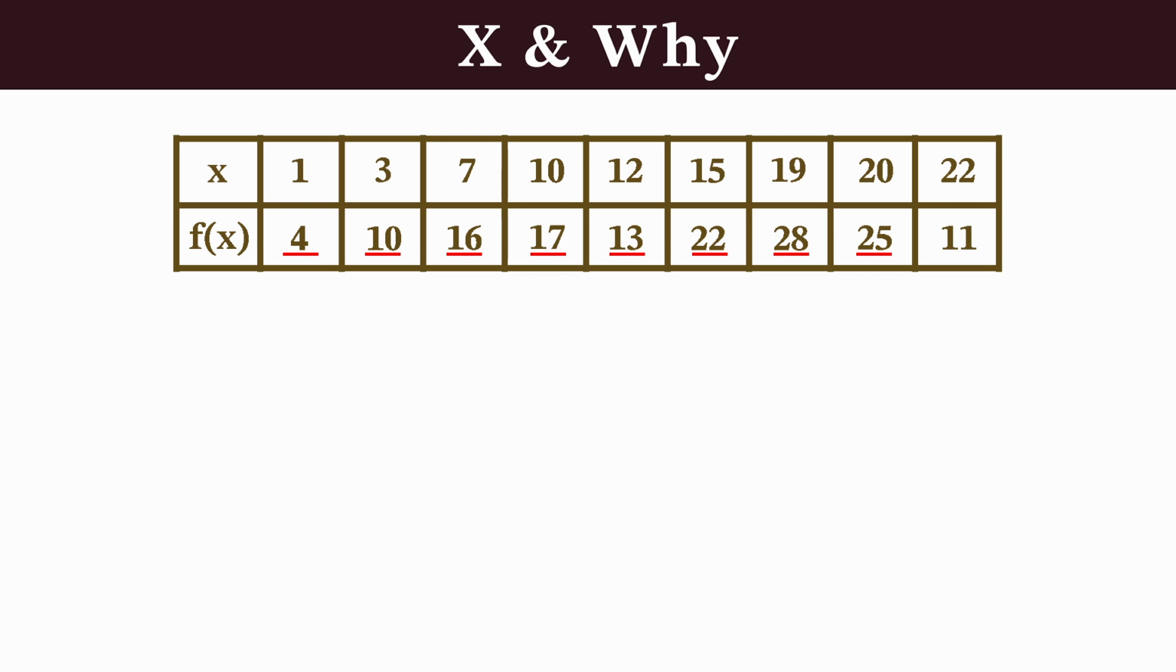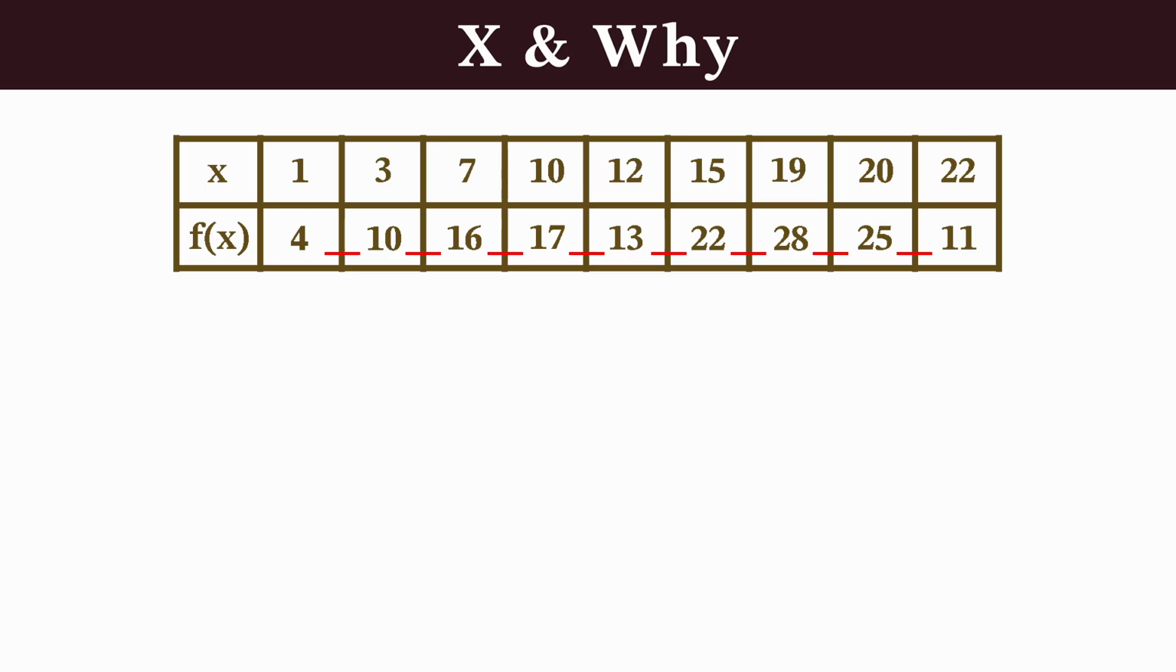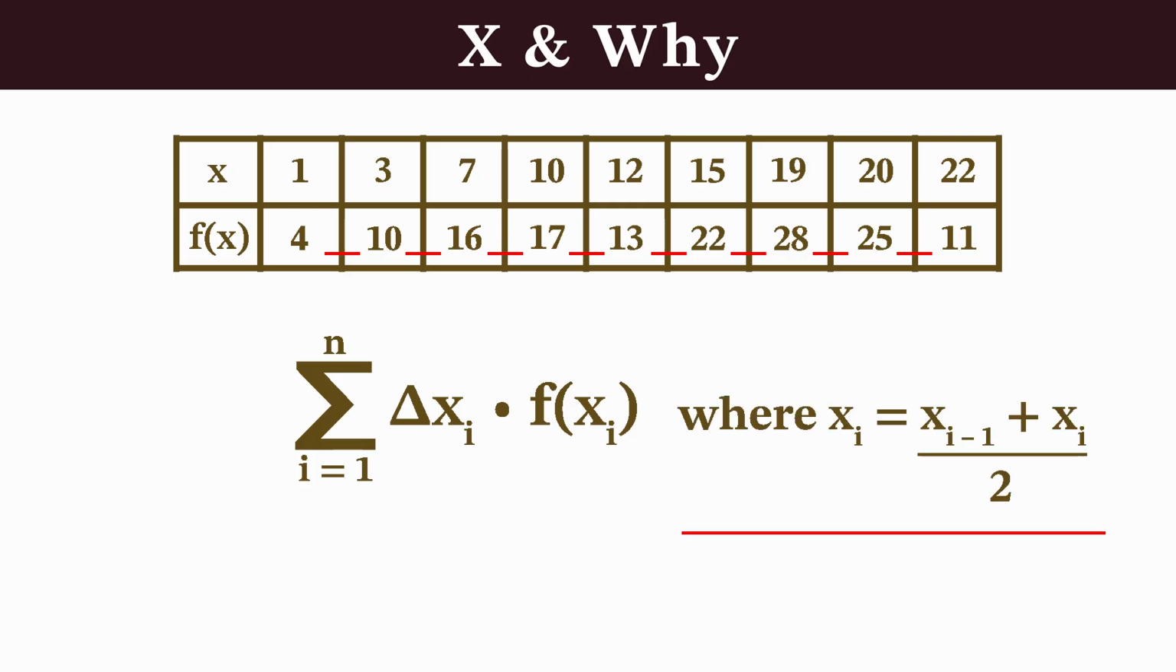The left Riemann sum is the sum from i equals 0 to n minus 1 of f of x sub i minus 1 times delta x sub i. The right Riemann sum is the sum from i equals 1 to n of f of x sub i times delta x sub i. The midpoint Riemann sum is the sum from i equals 1 to n of f of x sub i times delta x sub i, where x sub i is the midpoint of each subinterval calculated as x sub i minus 1 plus x sub i over 2.